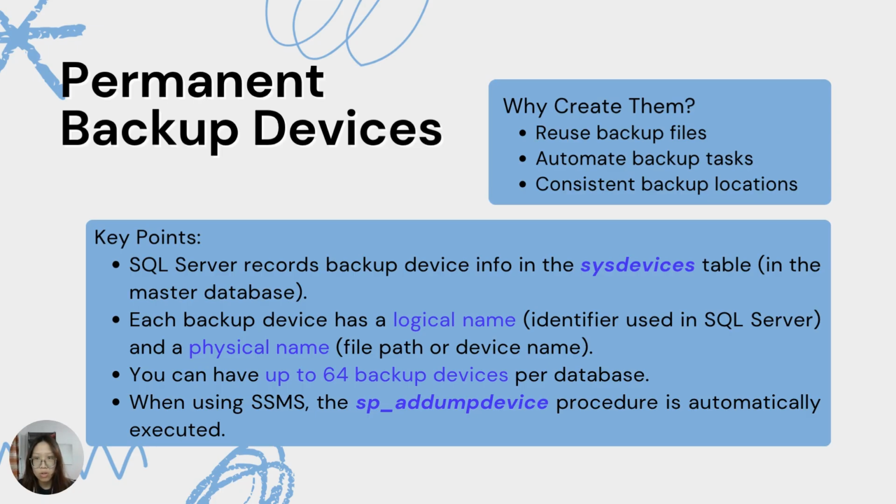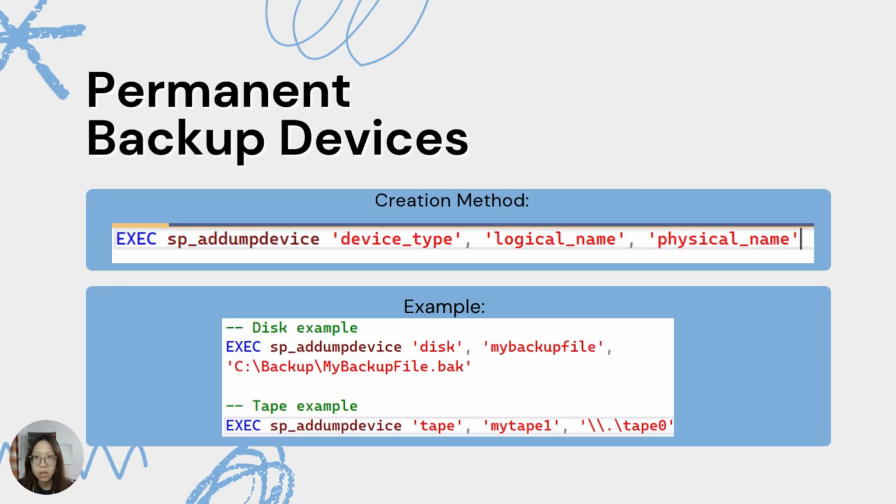And when you use the graphical interface in SSMS, it actually runs the sp_addumpdevice stored procedure for you automatically. The main command to create a permanent device manually is sp_addumpdevice. The syntax includes the device type, the logical name, and the physical name. For example, this command creates a disk-based backup device.